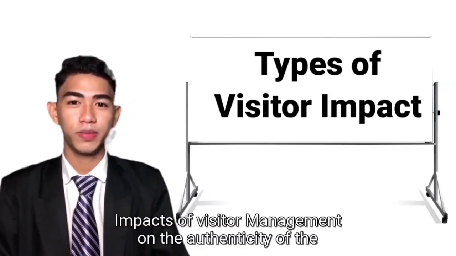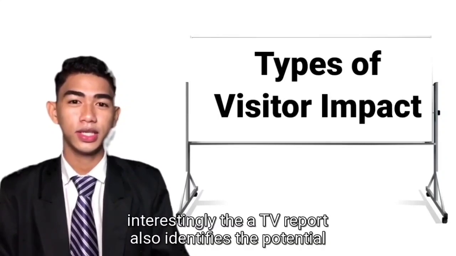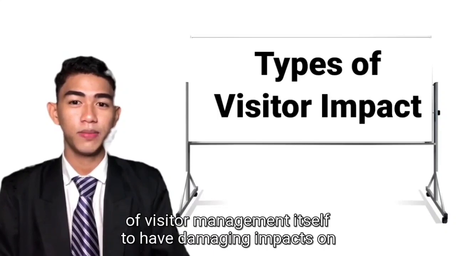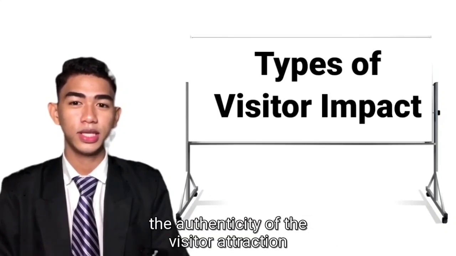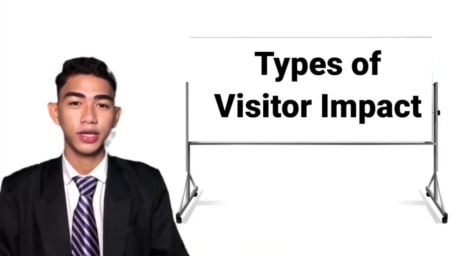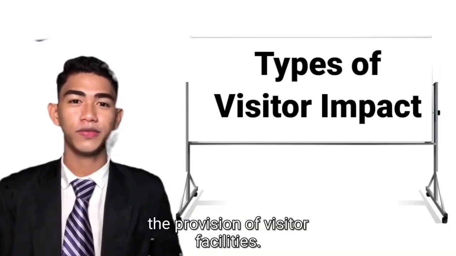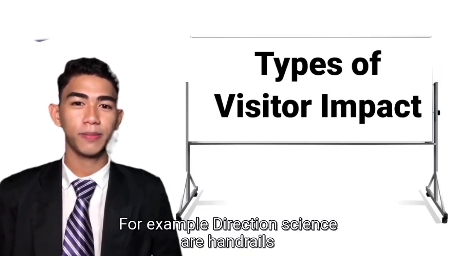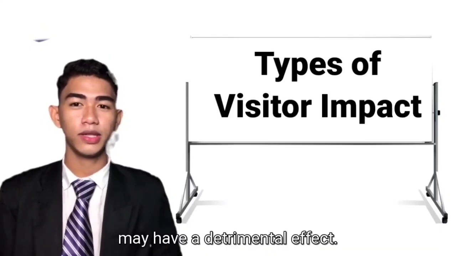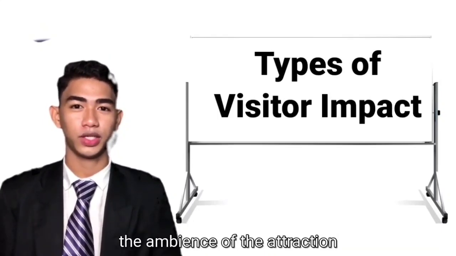Impacts of visitor management on the authenticity of the attraction. Interestingly, the ETB report also identifies the potential of visitor management itself to have damaging impacts on the authenticity of the visitor attraction and the experience it offers. These impacts may take the form of the provision of visitor facilities, for example, direction signs or handrails, which may have a detrimental effect on the ambience of the attraction.